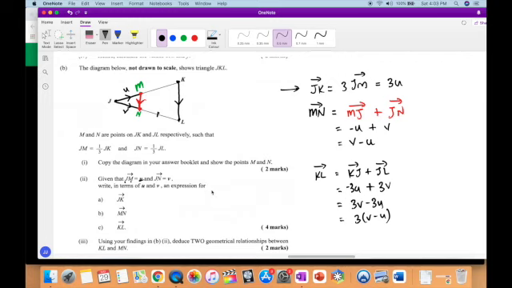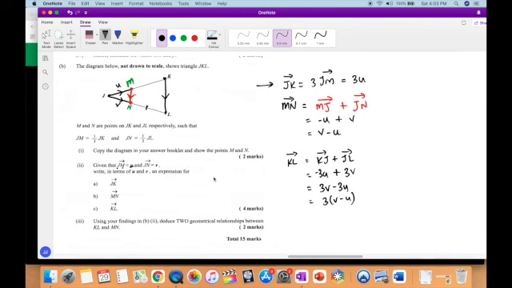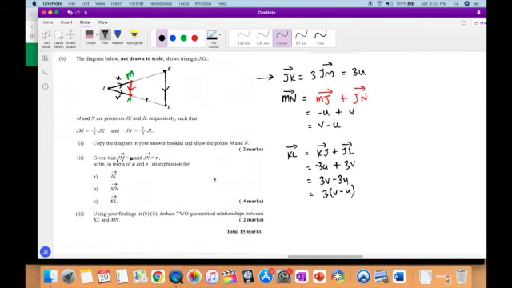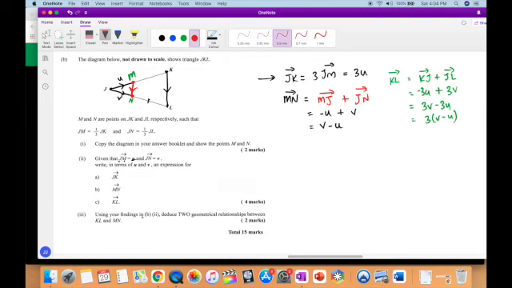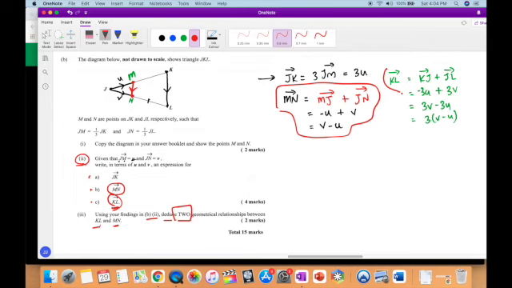Well look, they ask us that in the very next question. But before we do the very next question, Shazay, Scotia, are you all okay so far up to this point? Using the findings in B2, these findings here, deduce two geometrical relationships between KL and MN. So look, this is MN and this is KL.